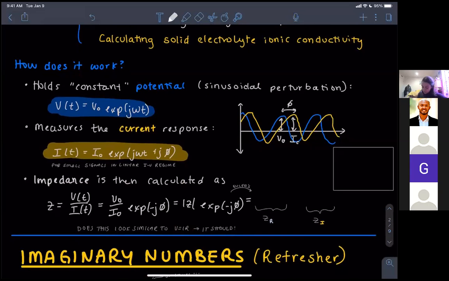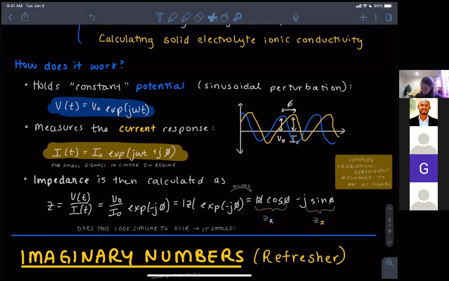And then here I'm using Euler's formula, which again we'll review in a minute, to break that exponent down so that we get the magnitude of the impedance times the cosine of phi minus j times sine of phi. And here I've labeled it Zr and Zi, corresponding to the real and imaginary parts of the impedance. We'll go through this again just to make sure it's sticking with everyone. The last thing I'll say is that this is often also described as the complex frequency dependent response to an AC signal. It's another definition for impedance.